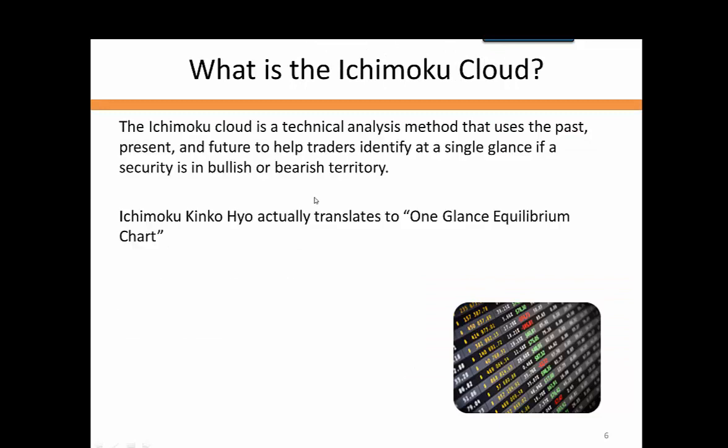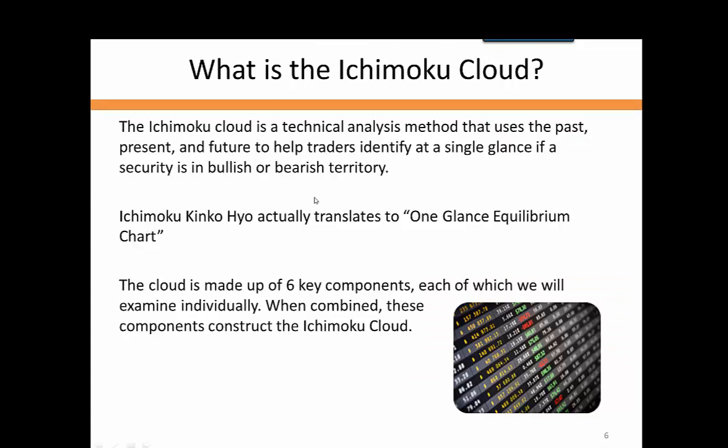So what is the cloud? The cloud is a technical analysis method that uses past, present, and future to help traders identify at a single glance if a security is bullish, bearish, or neutral. Ichimoku Kinko Hyo actually translates from Japanese to English as one glance equilibrium bar chart. When all these 6 components are combined together, you will construct the cloud.